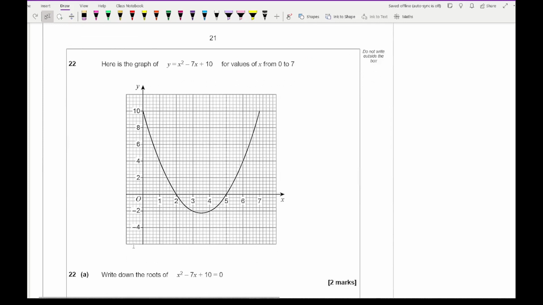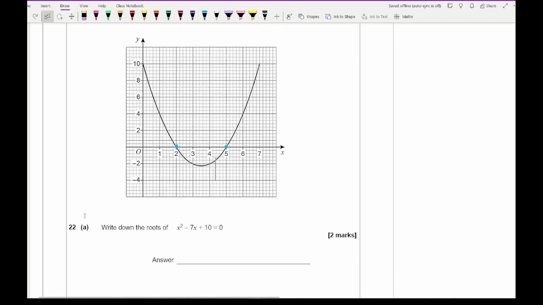Then looking at question 22, it says here is a graph of y equals x squared minus 7x plus 10 for the values of x between 0 and 7. Write down the roots of the equation. So the roots are basically the x ordinates where the curve crosses the x-axis. So this is going to be at 2 and at 5.